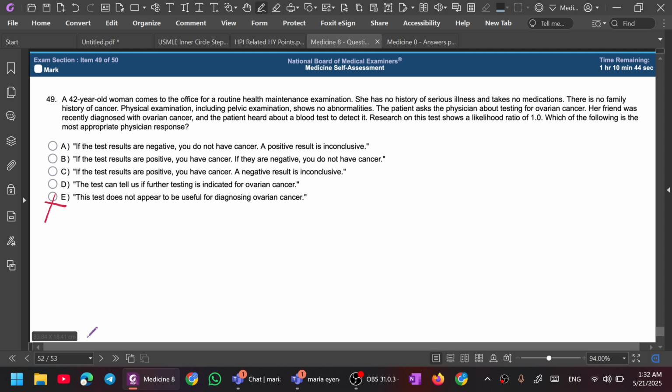Okay. So why is it the answer? Because it's 1. Basically, if it's more than 1, then whatever probability you say is true. If it's less than 1, whatever probability you say is not true. If it's 1, then it's inconclusive.